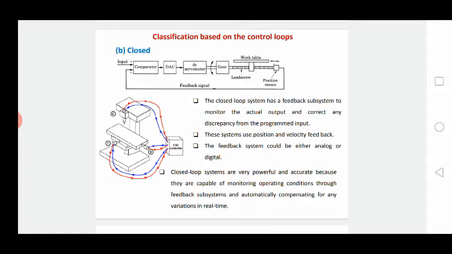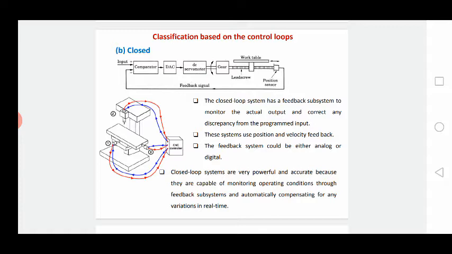Here we have a few points. We'll have a look at that. The closed loop system has a feedback subsystem to monitor the actual output and correct any discrepancy from the programmed input. These systems use position and velocity feedback. It will see the position and velocity of the work going on, I mean the spindle or the work table, at what speed it is going. So those things will be taken as the feedback. The feedback could be either analog or digital.